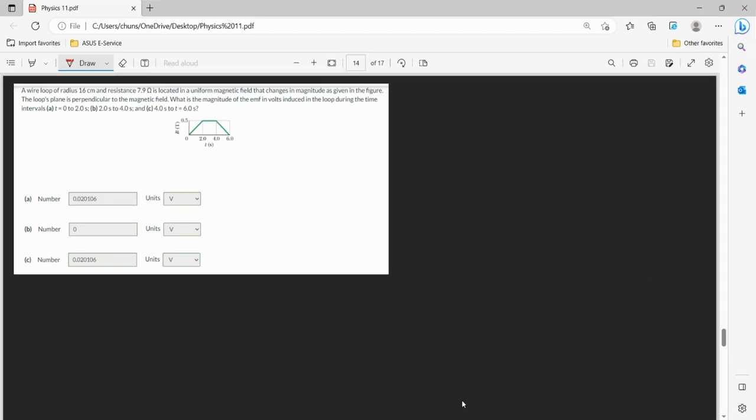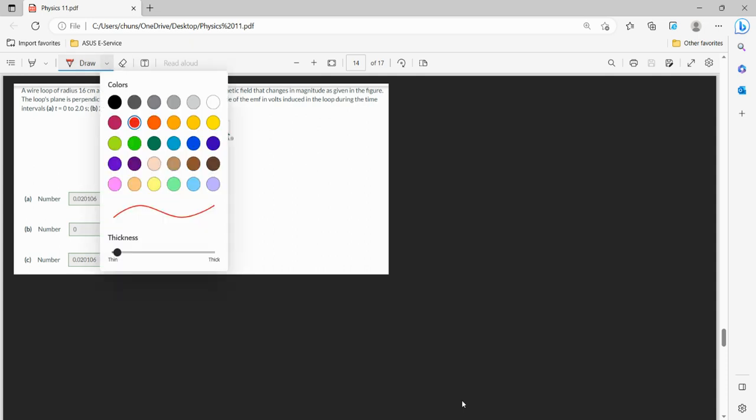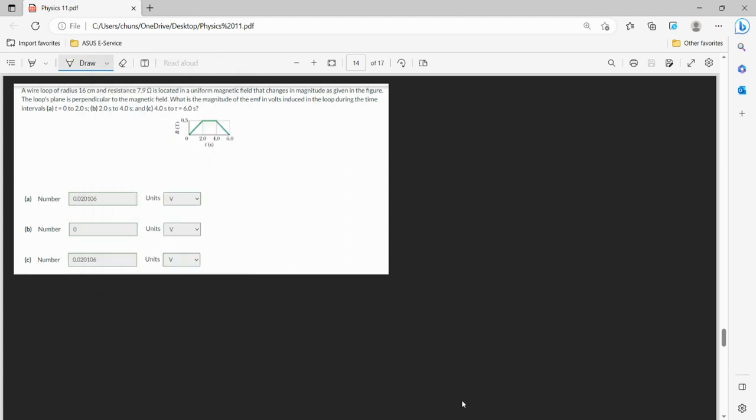Welcome back. In this video, we are going through some Wiley Plus examples for magnetic flux, Faraday's law, and Lenz's law. In this first example, we are asked to determine the electromotive force in volts induced in the loop during the time intervals given in a graph here. So we're going to be using this equation here.